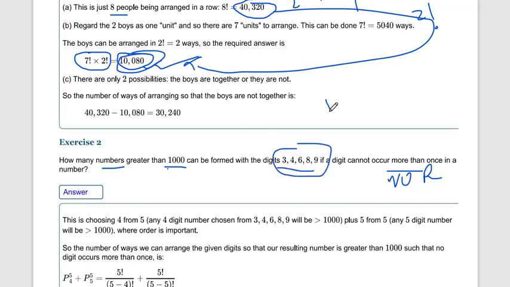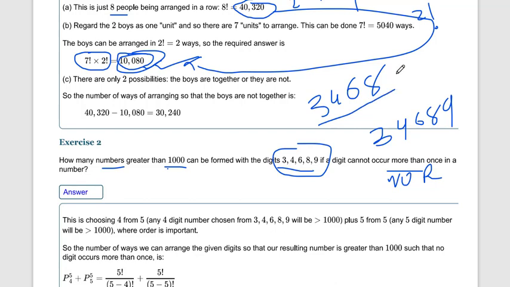Okay, so 1000, sorry, they have not given a number. So 3, 4, 6, 8 is also greater than 1000. This number is also greater than 1000, and there are 5-digit numbers. So what will I do? First of all, I will calculate for 4-digit numbers, and then I will calculate for 5-digit numbers.